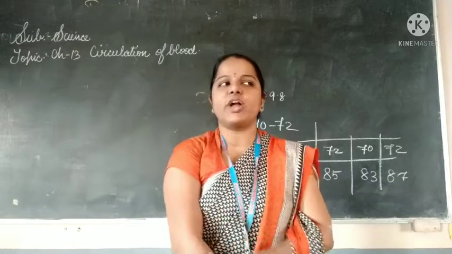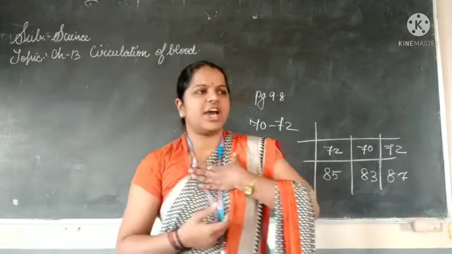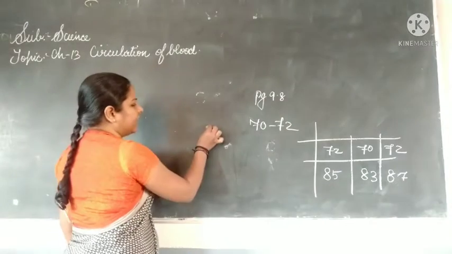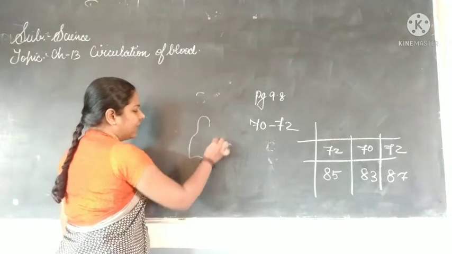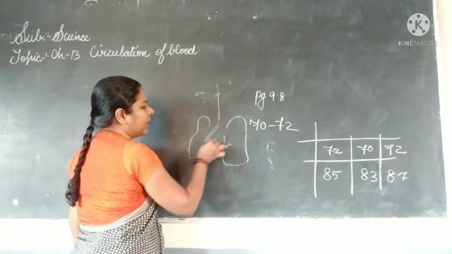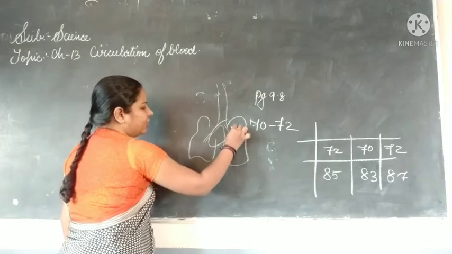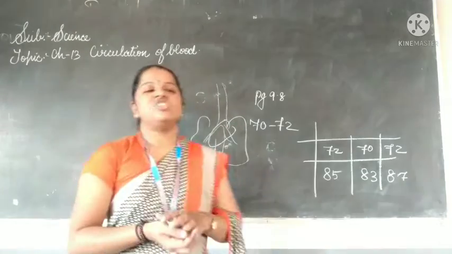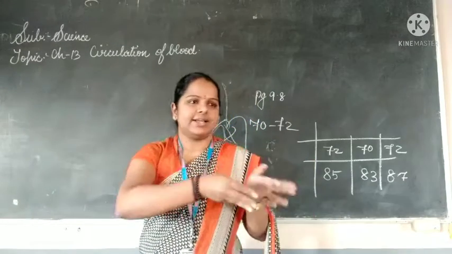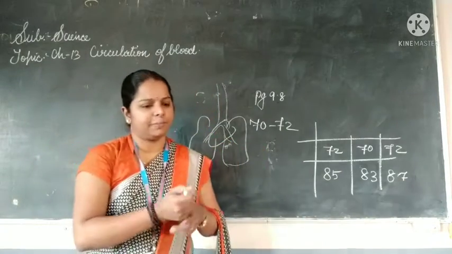Where is the heart located? In the middle of the chest, between the lungs. I already said that these are the lungs. Lungs will be like this. Understood? So the heart will be placed in this way. But it is not present only on the left side. It is slightly tilted on the left side. Understood students? Yes.